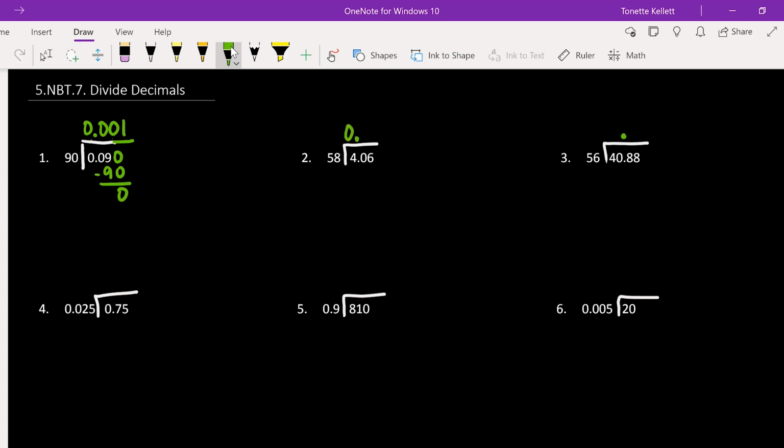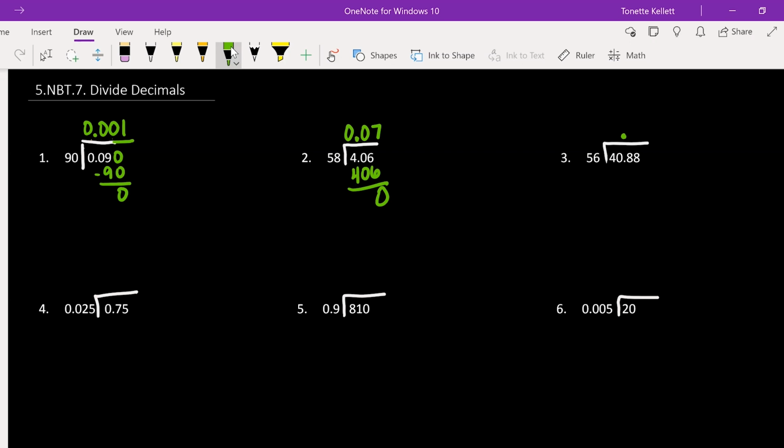58 cannot go into 4. 58 cannot go into 40. But 58 can go into 406 7 times. That would be 406. So 700 is your answer there.